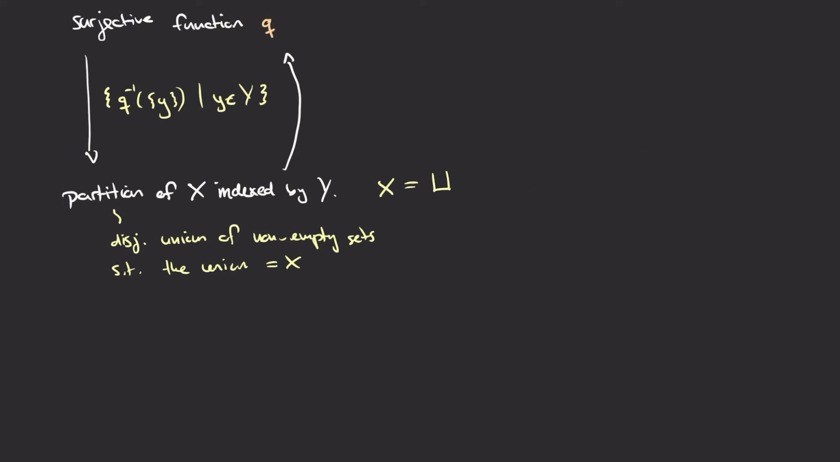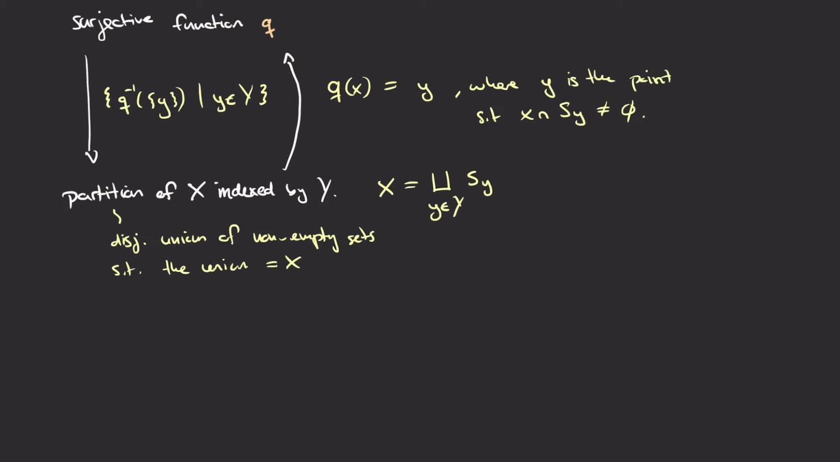So if X is equal to the disjoint union over some sets S_y for each point y in Y, then the map Q sends a point x to the point y where y is the point such that x intersected S_y is non-empty. This works out because X is the disjoint union over these sets S_y, so the point small x lies in exactly one of these sets, so this assignment uniquely defines some point y in Y. Moreover, because each of the S_y is non-empty, which is part of the definition of a partition, each of these S_y contains at least one point x that will be mapped to the corresponding point y in Y, making this Q defined in this way a surjective function.